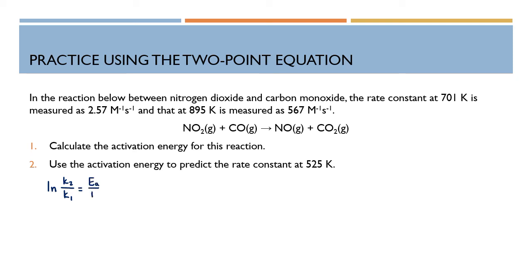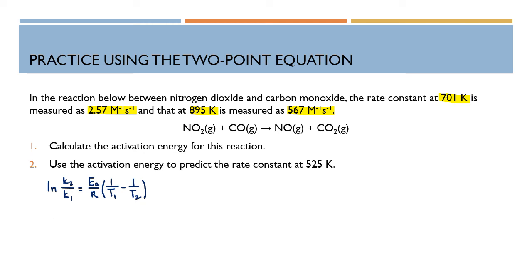The natural log of K2 over K1 is equal to EA over R times 1 over T1 minus 1 over T2. And this is really just the point slope equation, the 2-point slope equation that you learned about maybe in math or algebra or geometry class. It just looks a little different because now we have natural logs and k's and t's in there, but really it's just the equation of a line. It's solving for 2 different points.